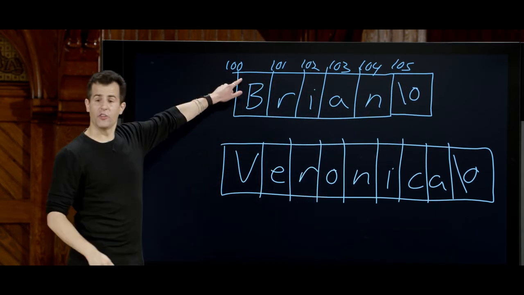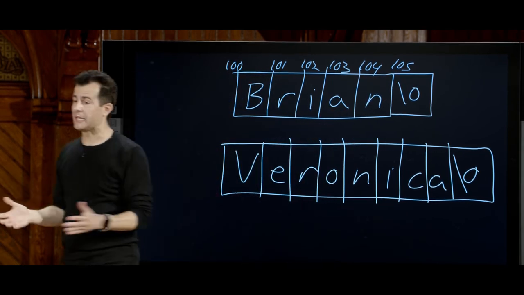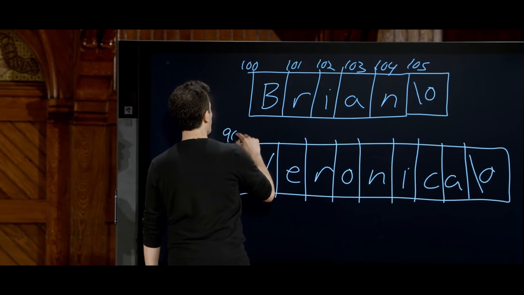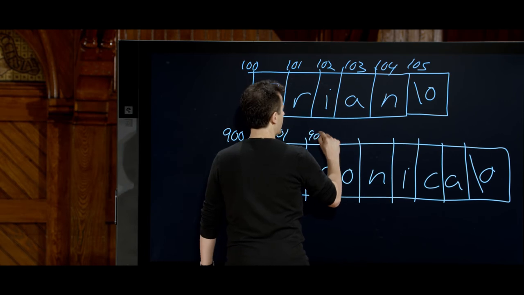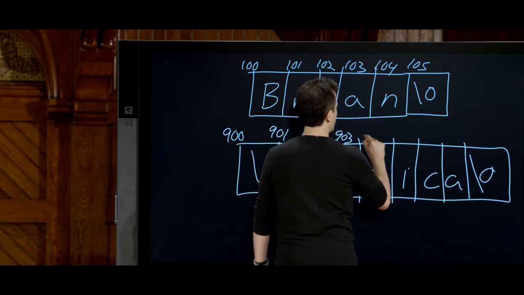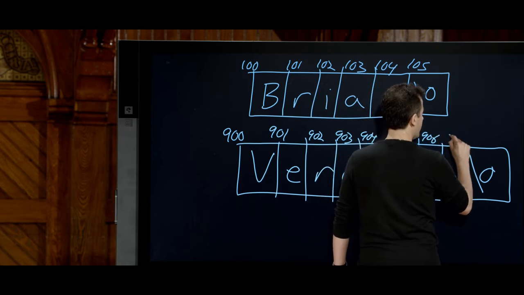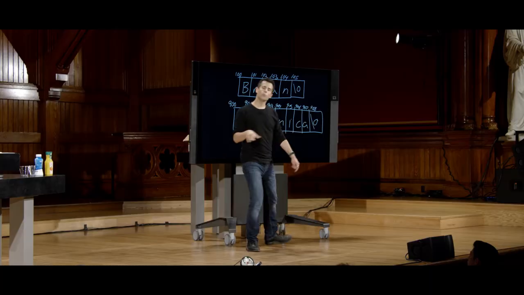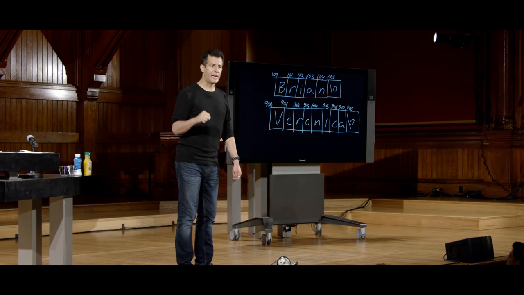So this is the 100th byte in my computer. This is the 105th byte in my computer. And Brian is using that many characters in total. Veronica, she ended up somewhere else. Maybe she ended up farther away, at location 900, 901, 902, 903, 904, 905, 906, a lot more memory, 907, and 908. But you can see even more visually now the length of Brian's name, strlen of Brian, is what?